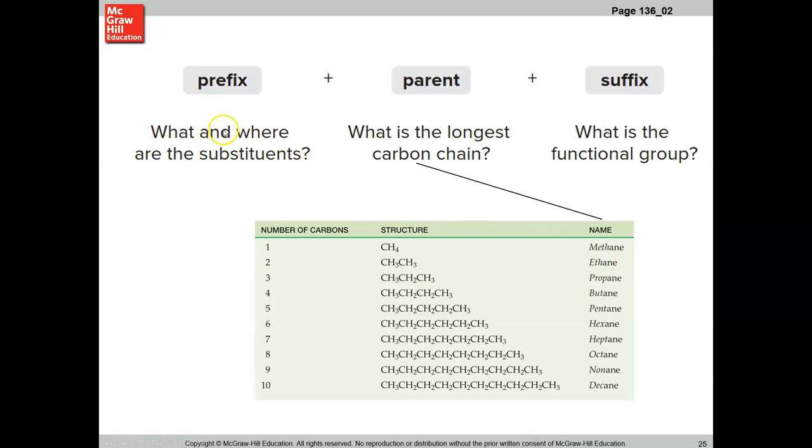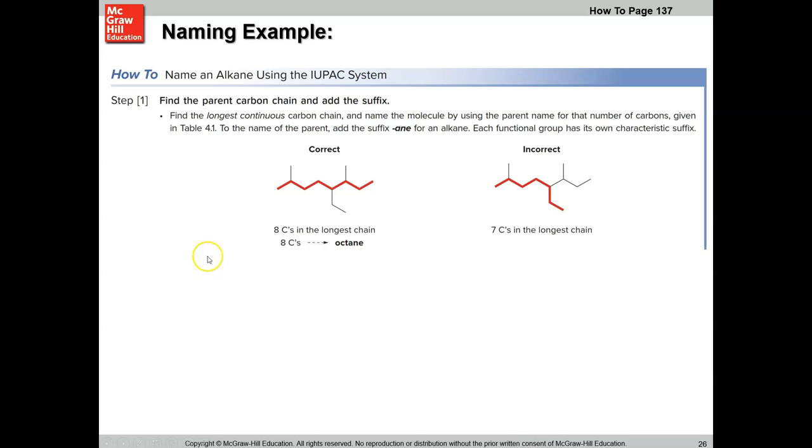And then the substituents go in the front, the groups coming off the chain as different branch points off of that longest chain. So here's an example of naming. We have this compound, and we're going to find the longest chain. So we have 1, 2, 3, 4, 5, 6, 7, 8. So 8 means that the parent name is going to be octane, A-N-E ending, because there are no double bonds or other functional groups.